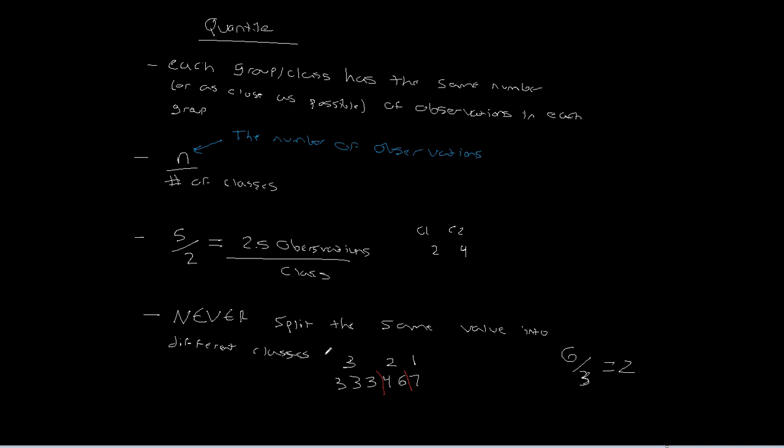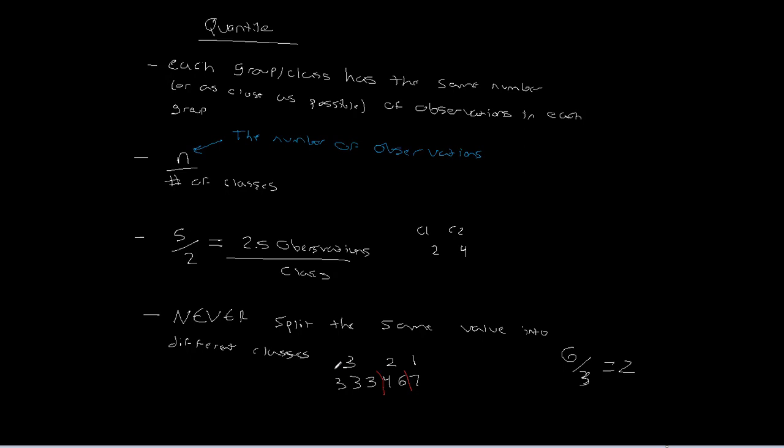Even though the idea with quantiles is you want the same number of observations in each class, there are going to be certain cases where that's not quite going to be true. When you have leftover observations because the numbers aren't divisible properly, or where you have the same value occurring multiple times, you do not and cannot and should not split it. So hopefully that makes sense.